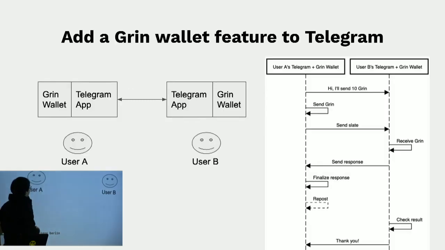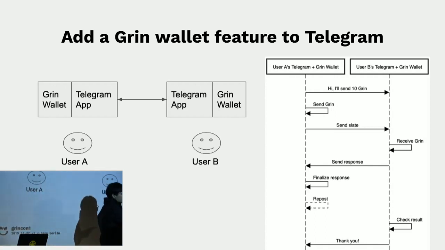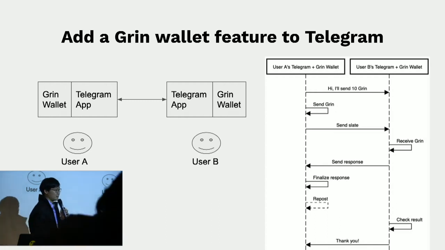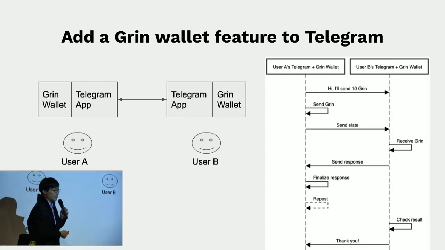Let's see. This is a Telegram app, and we compile the Grin wallet into the Telegram app. Ideally, we can send Grin very simply. Just click the send Grin button, and inside the wallet create a slate and send it to the friend. The friend will receive the Grin on the wallet button, choose the account on the wallet and send a response, and then the response file will be sent through the same messenger. This kind of step might be much easier than before with Grin.